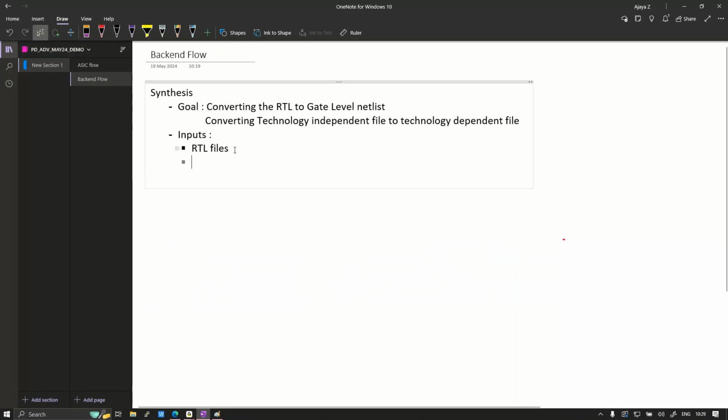Okay. So next, I need to provide library files, that is, to be specific, .lib. So .lib is the liberty file, or logical library file. Timing, power, and area information will be present inside this.